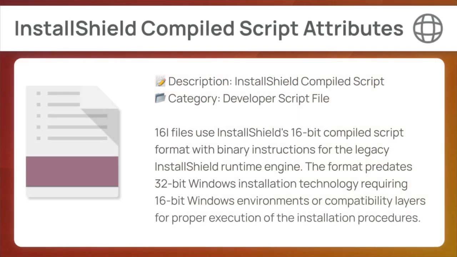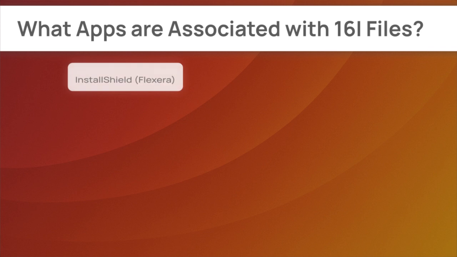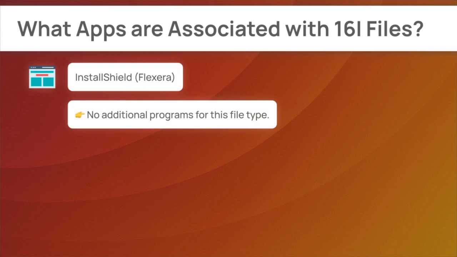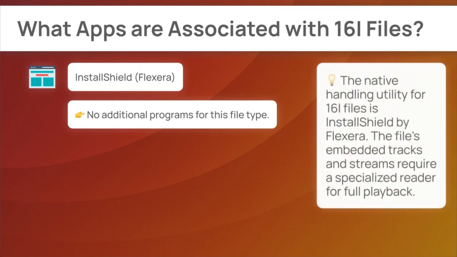16i files use InstallShield's 16-bit compiled script format with binary instructions for the legacy InstallShield runtime engine. The format predates 32-bit Windows installation technology, requiring 16-bit Windows environments or compatibility layers for proper execution of the installation procedures. The specialized program designed to handle 16i is InstallShield by Flexera. Windows does not evaluate developer scripts directly, requiring supported execution software.